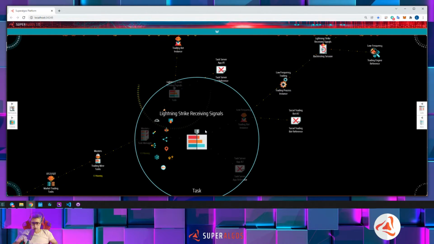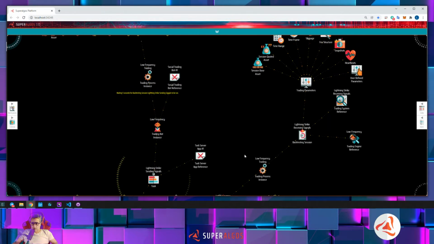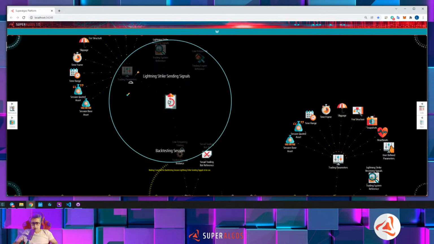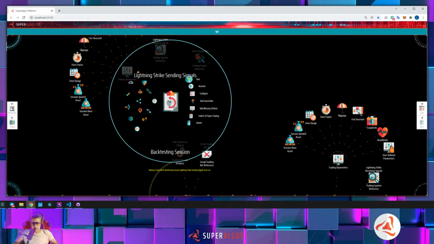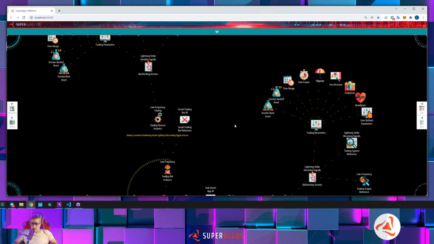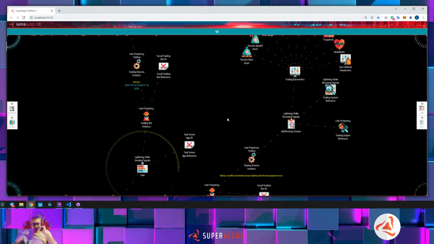Okay, that is running debug. And once this is running, I will run the trading bot, sending signals. Let it run a little bit. Let it run for a while.